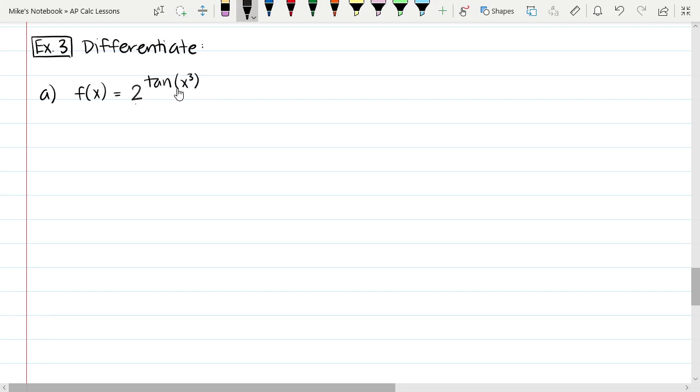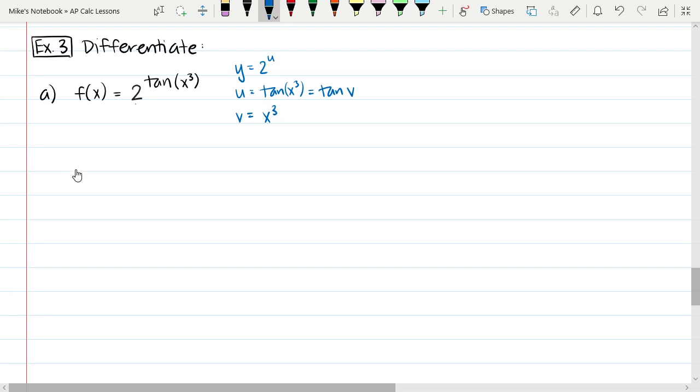And in fact, our inside function, tangent of x cubed, is also a composition of functions. So once again, we have this nested chain rule situation. So this is really going to say y equals 2 to the u, where u is tangent of x cubed, but that's really tangent of v, and then our v is x cubed.